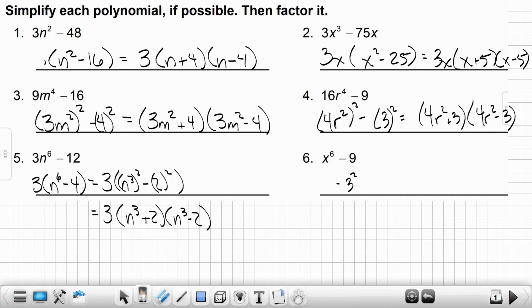So x to the 6th is what squared? In other words, x to the what, squared, would give me x to the 6th? Oh, x to the 5th. Nope, x to the 5th squared would be x to the 10th. x cubed squared. So now I've got something squared minus something squared, so that turns into x cubed plus 3 times x cubed minus 3. This one was easier than number 5.